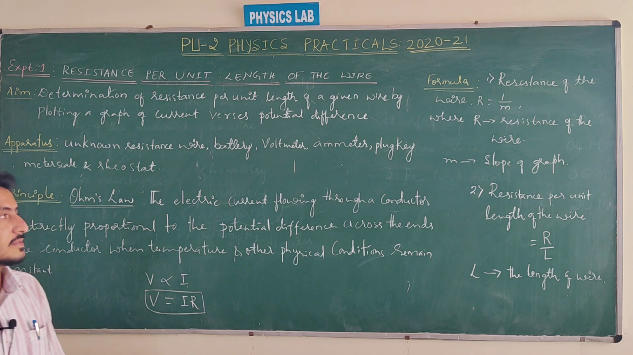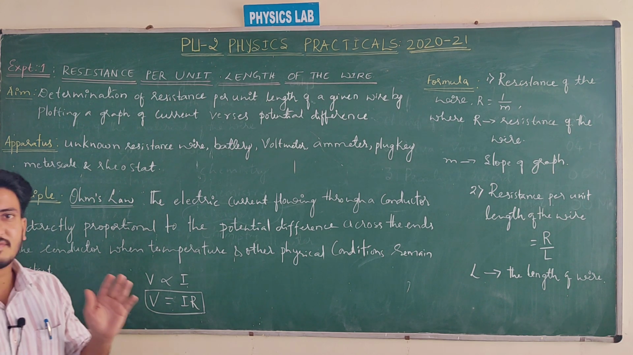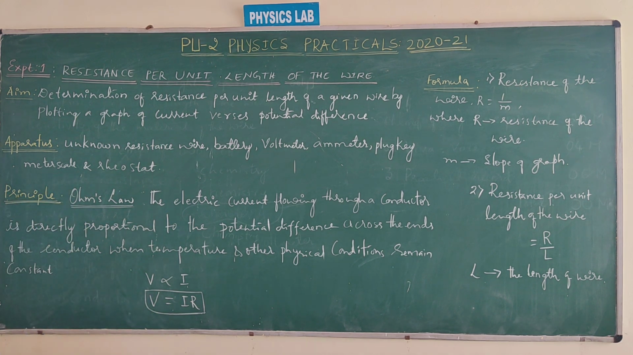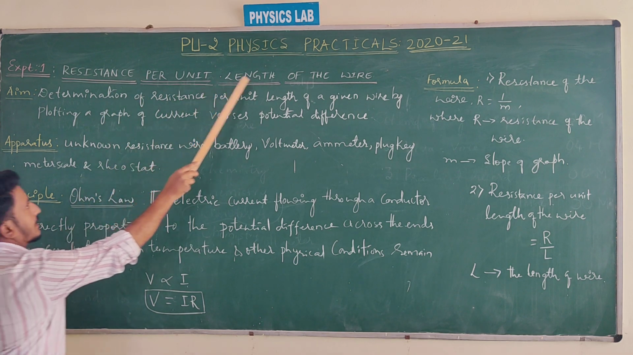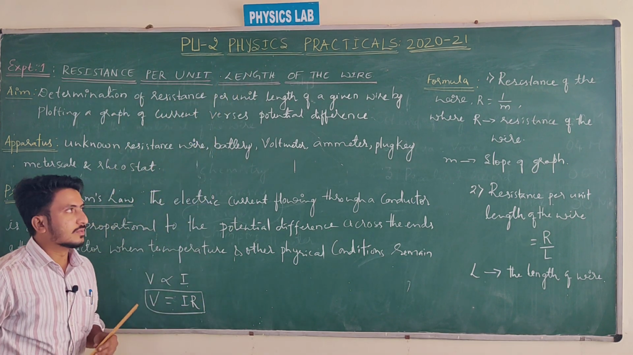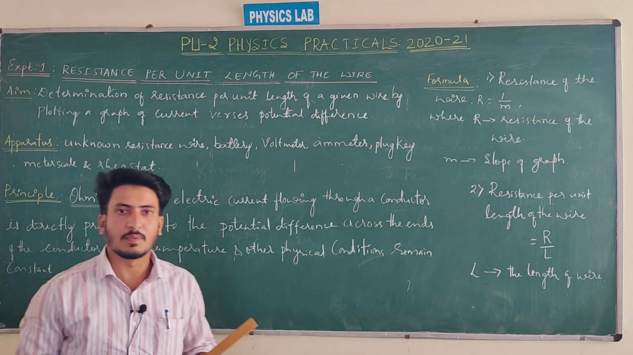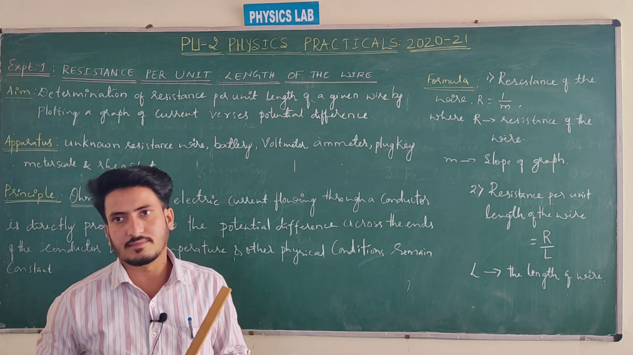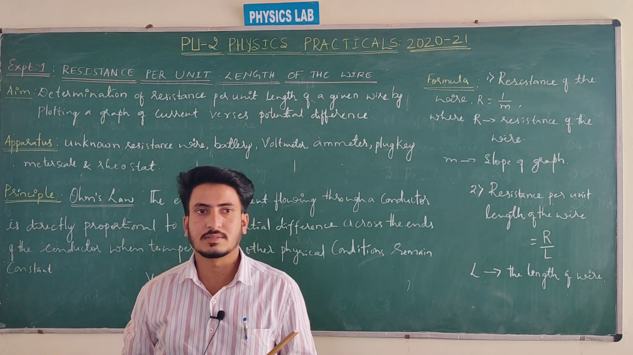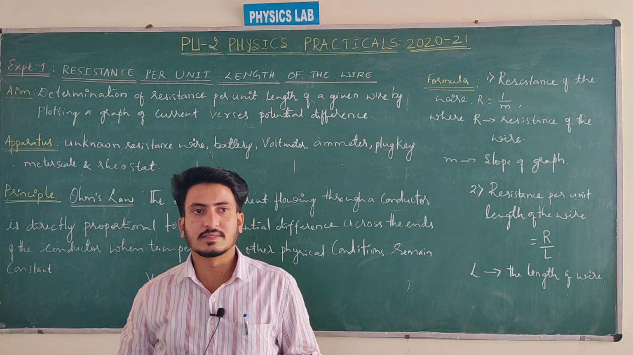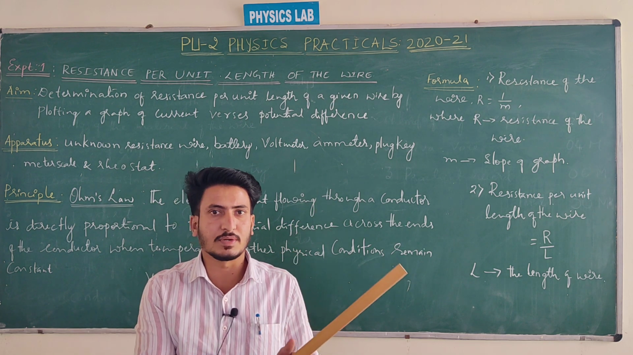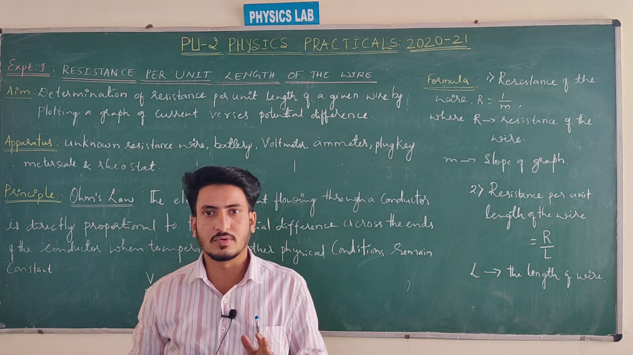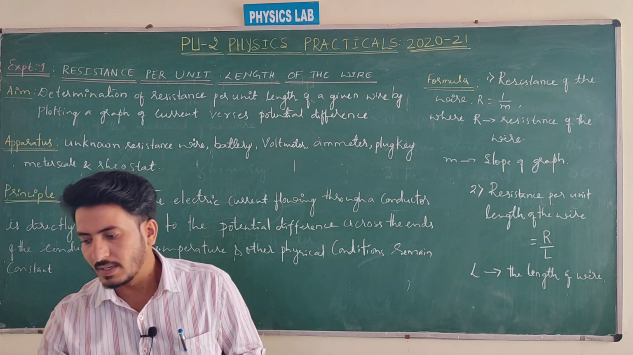Okay, hello students. Now let us start with the first experiment, that is resistance per unit length of the wire. So let us see how this experiment works. For our second PU experiments, about the journal writing and all, in the same way you followed in the first PU, you need to follow in your journal.